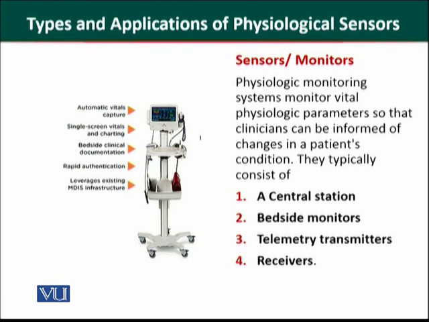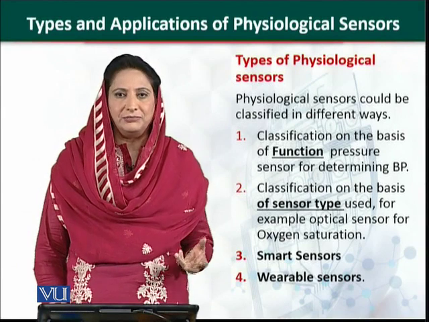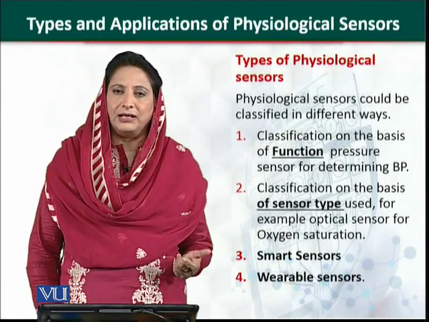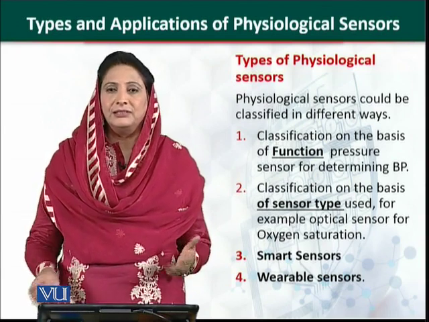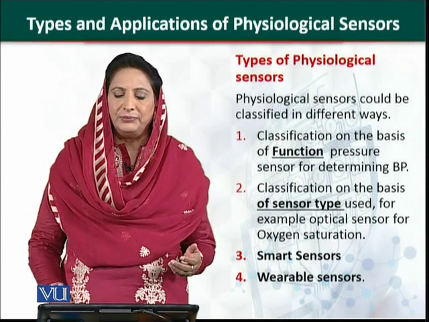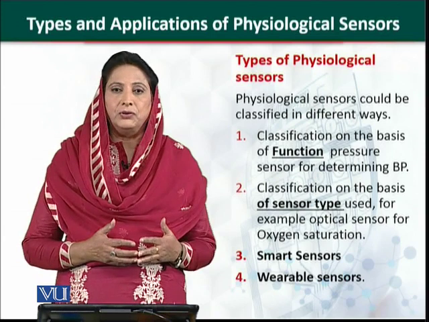Now, the types of physiological sensor. जैसा कि मैंने पहले बताया कि physiological sensors को हम physiological monitors भी कहते हैं. These monitors could be classified on different bases. इनकी पहली किस्म is the classification on the basis of function. यानी कि ये physiological sensor किस किस्म का function determine कर रहे हैं. मिसाल के तौर पे अगर blood pressure measure किया जा रहा है तो these sensors could be classified as blood pressure measuring sensors.